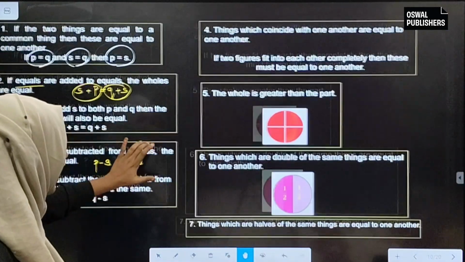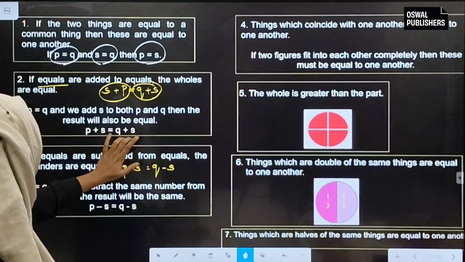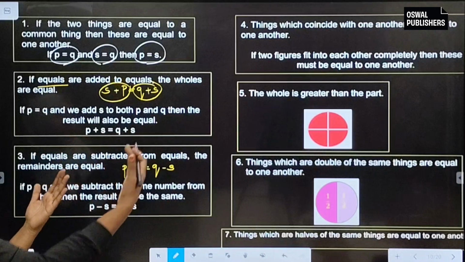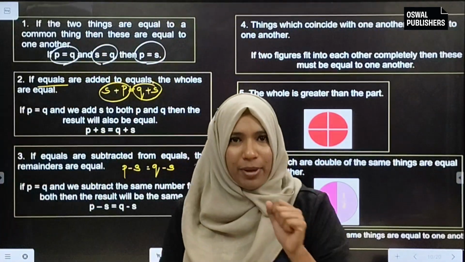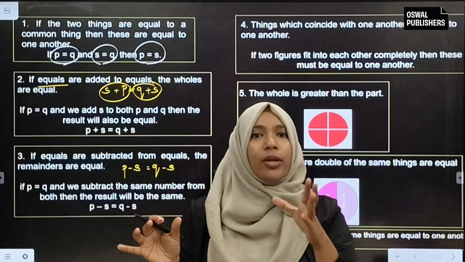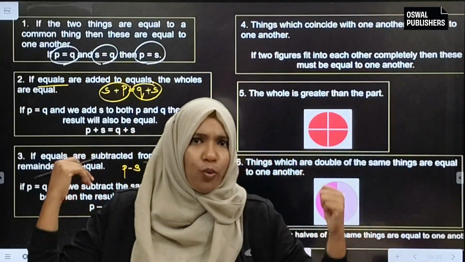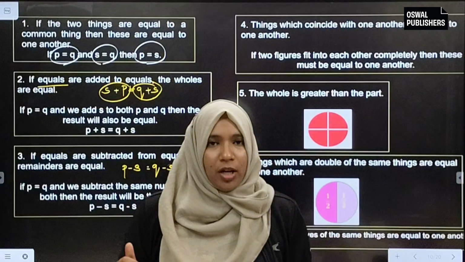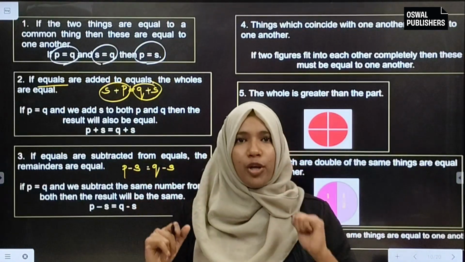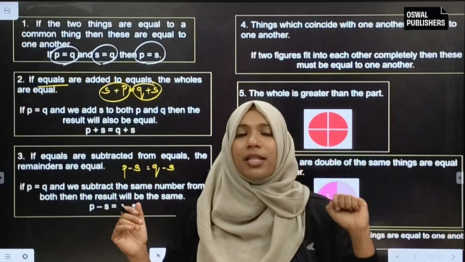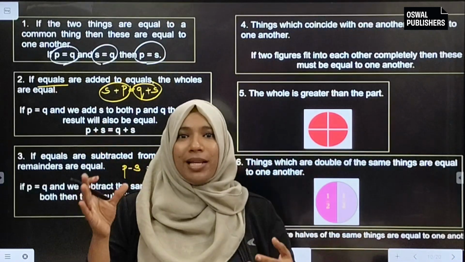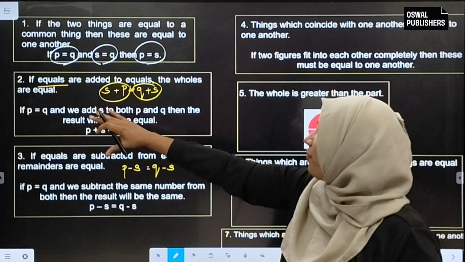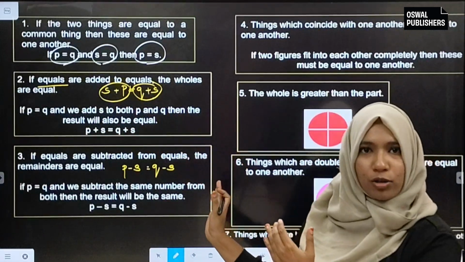There were 7 axioms in total that you have to study, and the first axiom was if two things are equal to a common thing, then these are equal to one another. That means if P is equal to S and Q is equal to S, then I can say that P is equal to Q. Very simple. Then if equals are added to equals, the wholes are equal. If I am considering P is equal to Q, and I am adding S to both sides of the equation, then I can say that P plus S is equal to Q plus S. Here it is saying if equals are added to equals, the wholes are also equal.